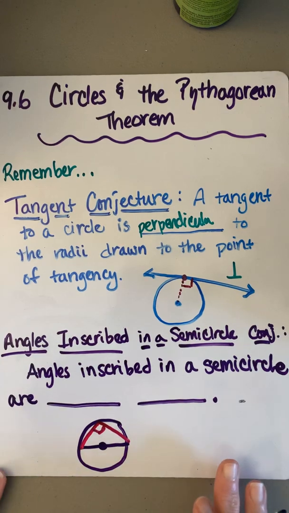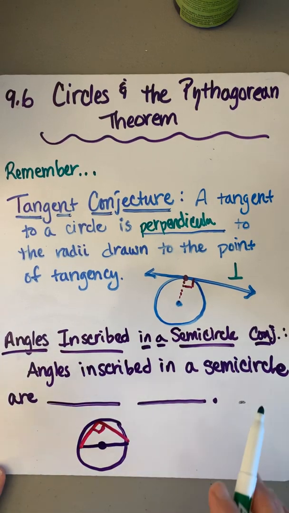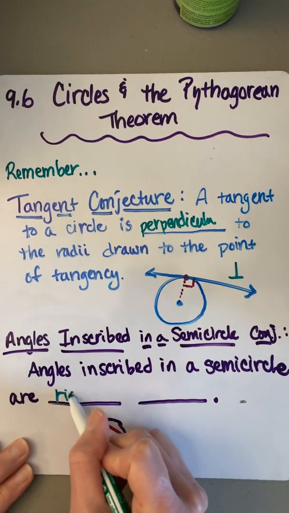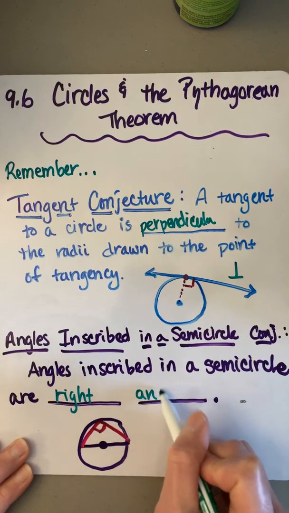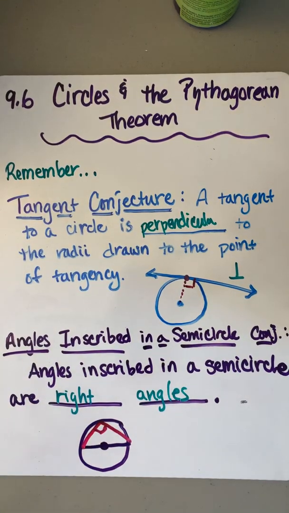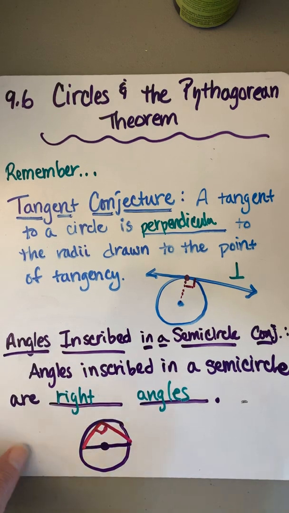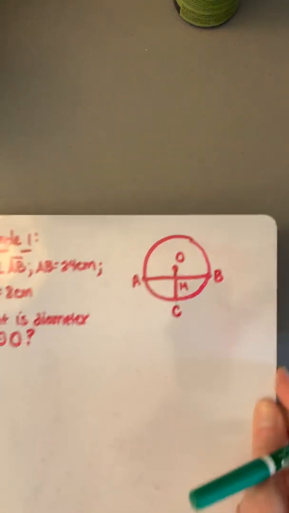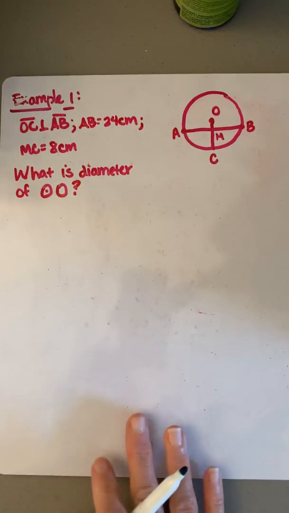And then our second conjecture is the angles inscribed in a semicircle conjecture. And what that tells us is that angles inscribed in a semicircle are right angles. Now, we are reviewing these two things because those are very important to what we're going to be practicing today. So we're going to start with our first example.